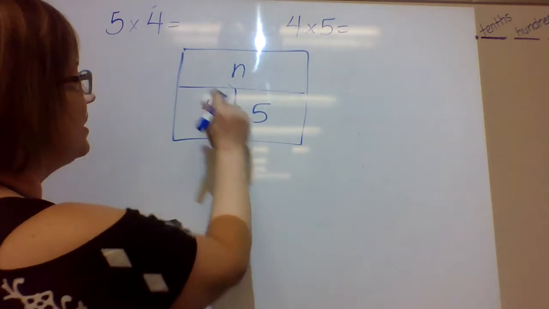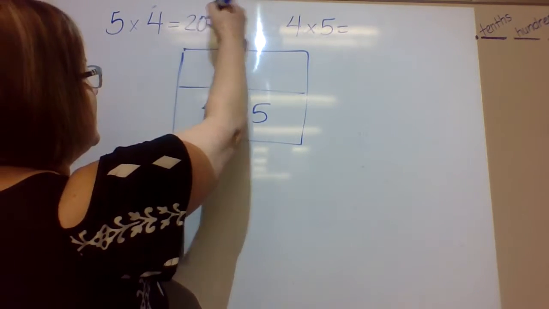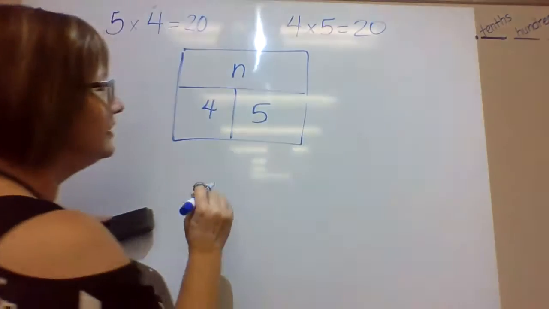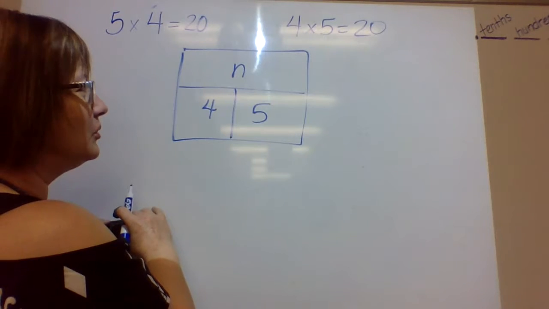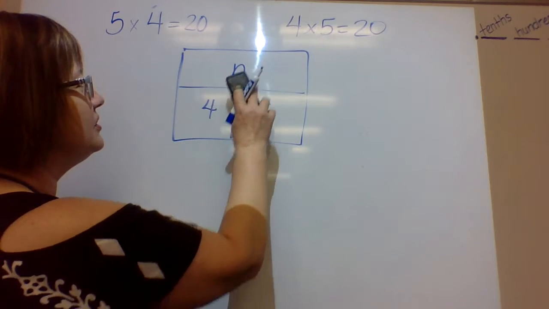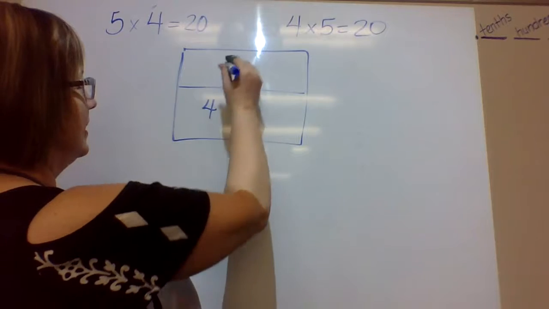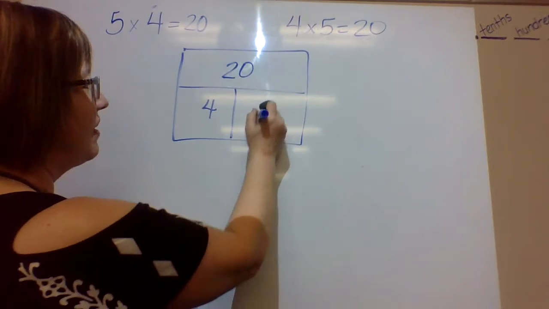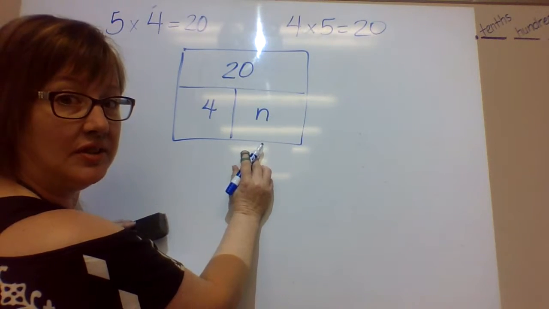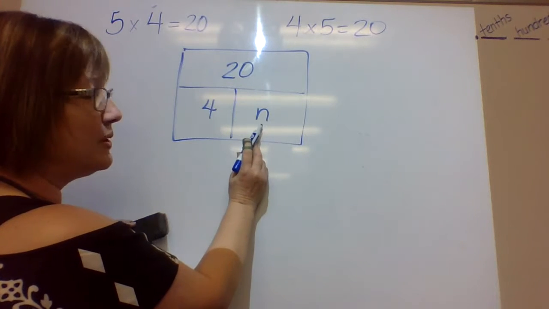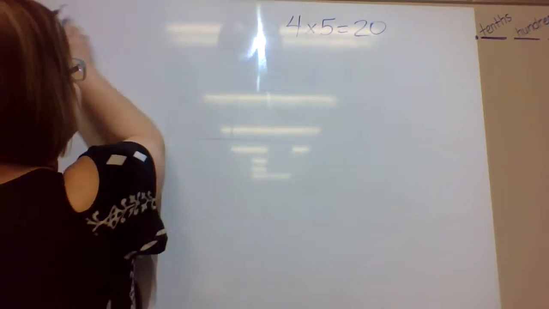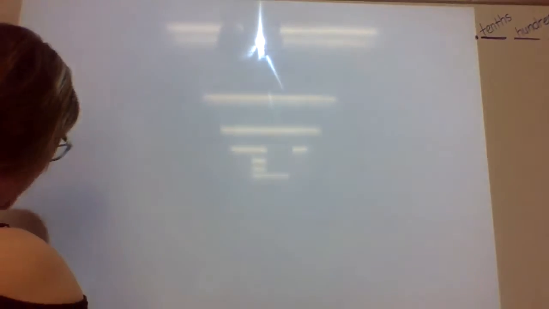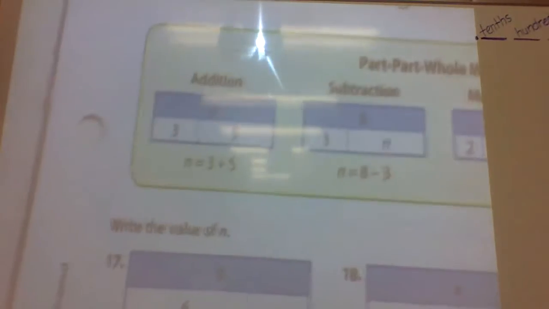Okay, and so on this, the 20 would be the n, right? If we knew it was multiplication. 4 times 5 is 20. Or we could also do it like this. And the unknown number's here. Then we would say 20 divided by 4 is 5. Okay, so that's easier than I thought. This is actually pretty easy.